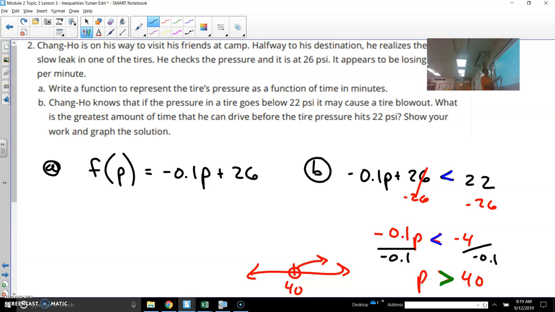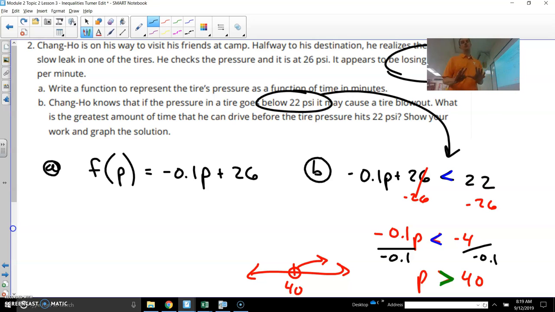So I called it f of p. And I wanted to make this negative because it is losing 0.1 psi every minute. So you really want this to be negative so that as you plug in numbers, you are decreasing from 26. Now, the next question says, well, if you go below 22, then you're going to have a blowout on your tire. So strictly below 22, I did not use an or equal. It has to be below 22, not at 22, but strictly below that.